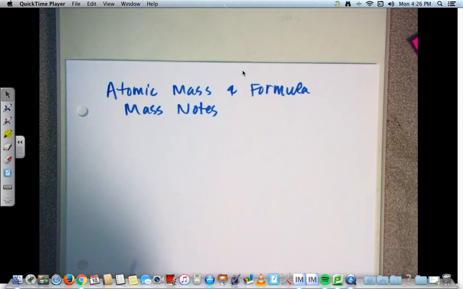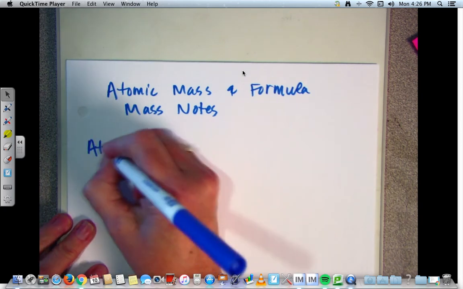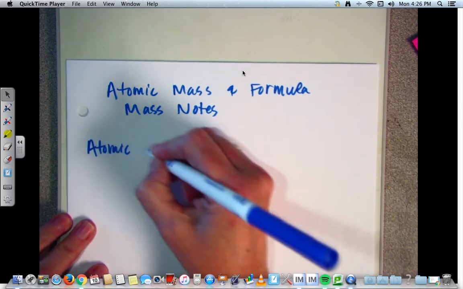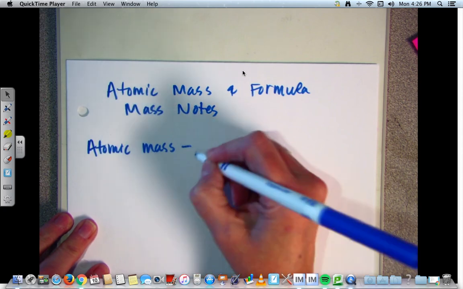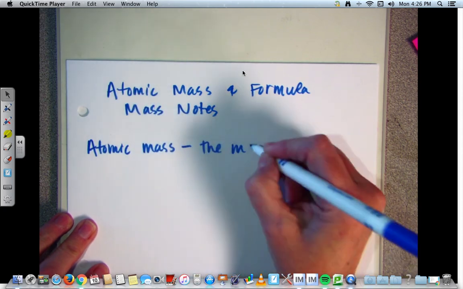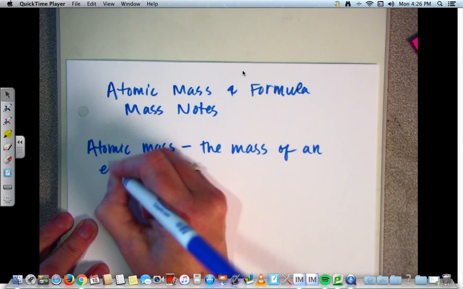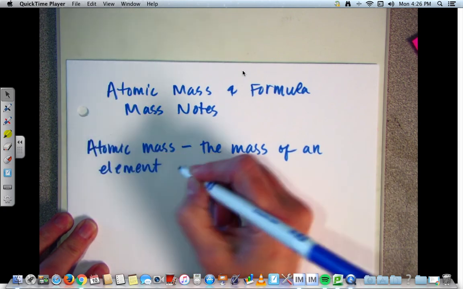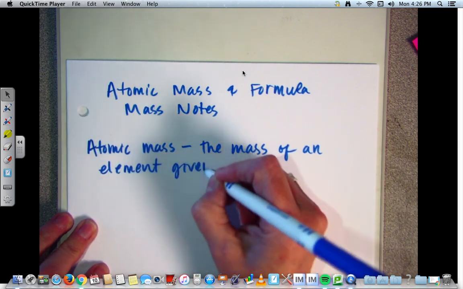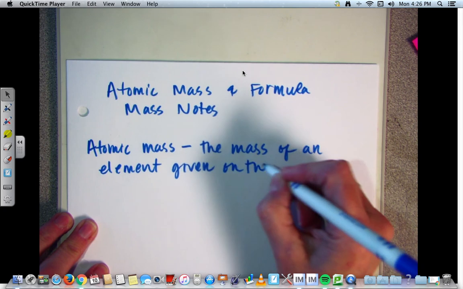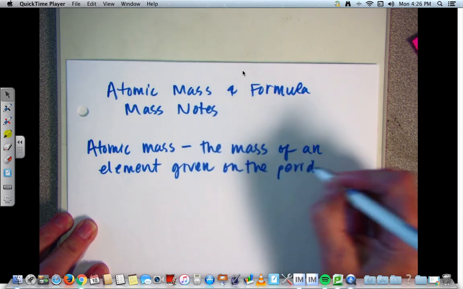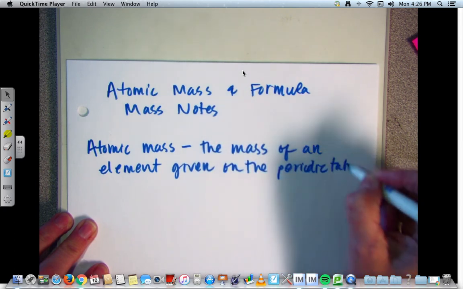So atomic mass is the mass of an element given on the periodic table.